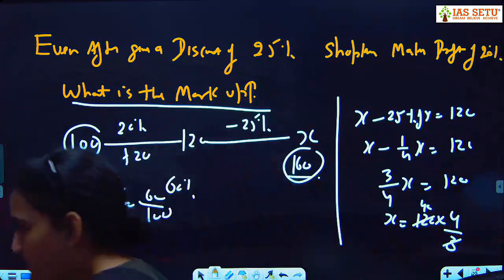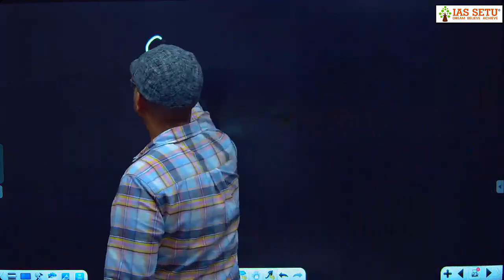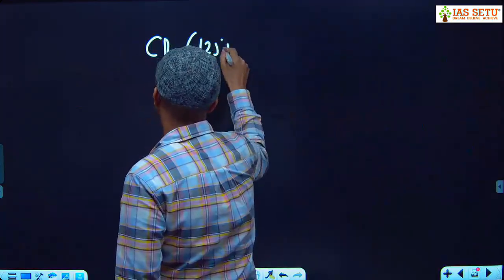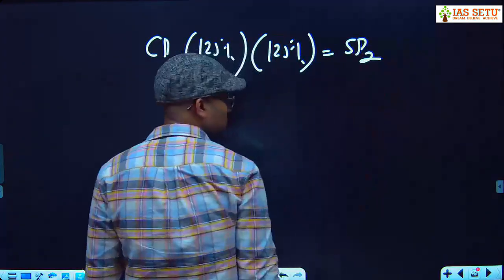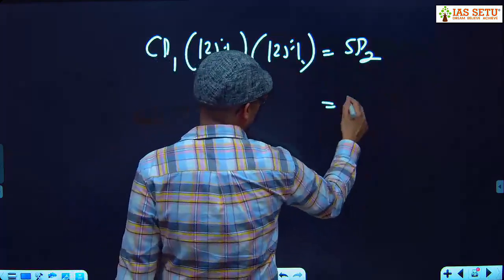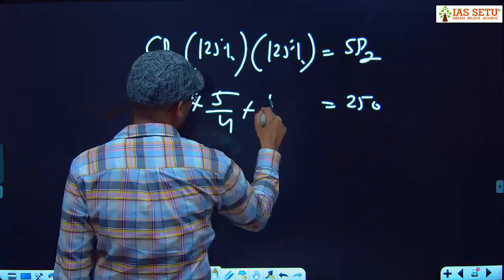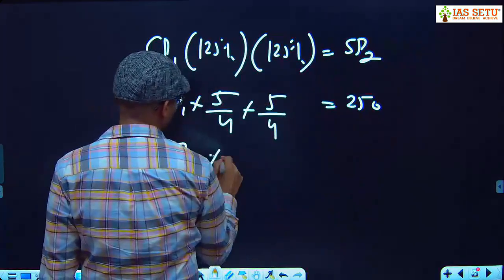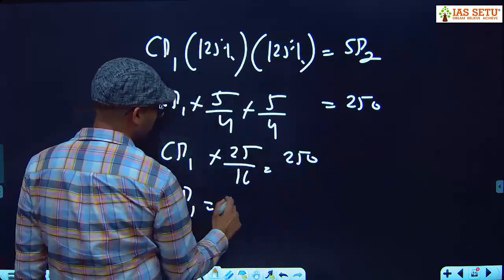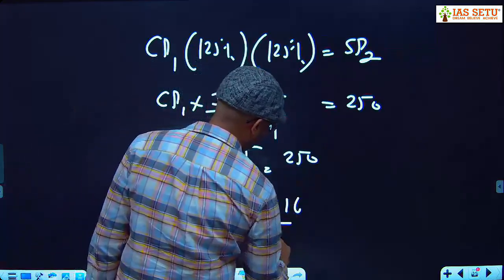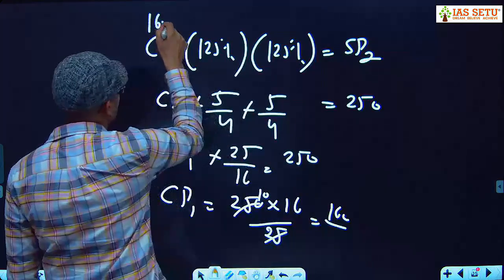क्वेश्चन क्या कह रहा है? 25% सबने बनाया, SP2 250 है, तो इसमें क्या करना है? CP1 100 प्लस 25, 125%, इक्वल टू SP2. क्योंकि दो ही लोग हैं तो SP2 हो जाएगा. इट इज 250. CP1 125% इज 5/4. तो CP1 इज 250 इंटू 16 अपॉन 25. इट गिव यू 10, तो 160 रुपीज. तो आ जाएगा 160 उस केस में.